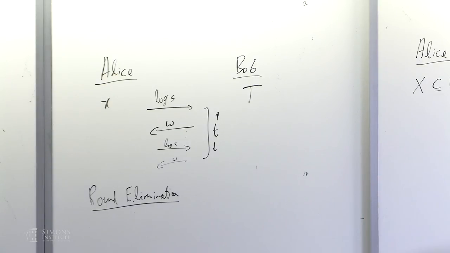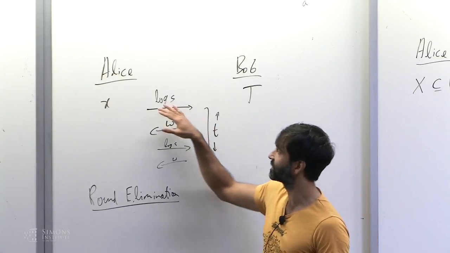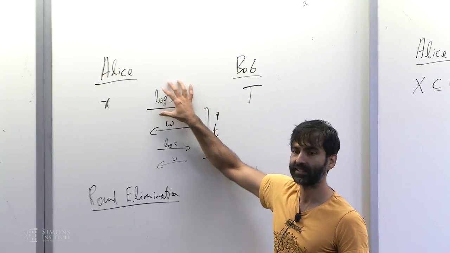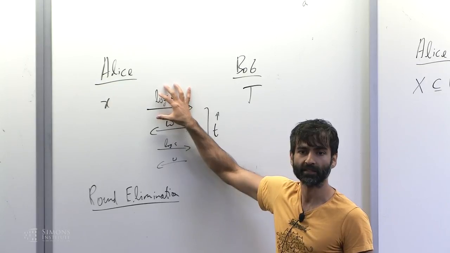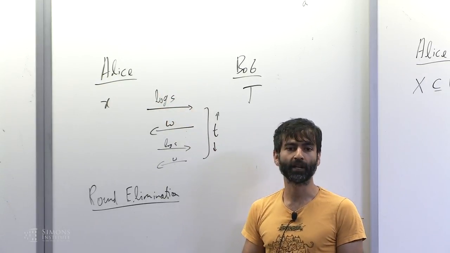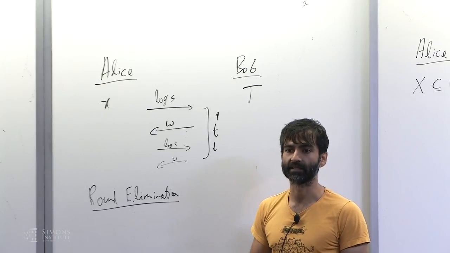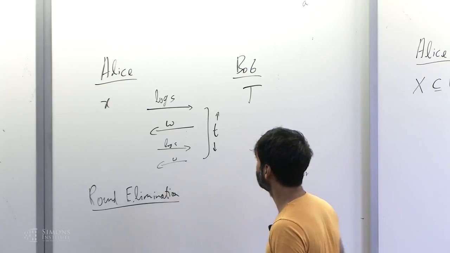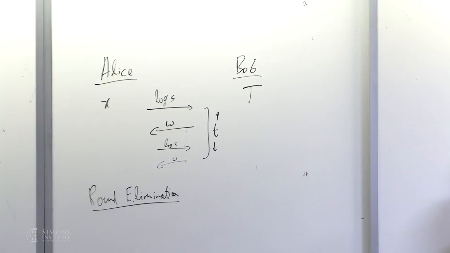Now what we want to say is that if you have a protocol that has some number of rounds of communication, you can effectively eliminate one of the messages, the first message, and get a protocol that has one fewer round of communication, solving the same problem. Okay, so let me show you how to eliminate one round.